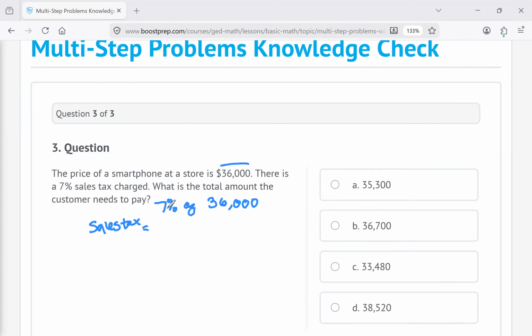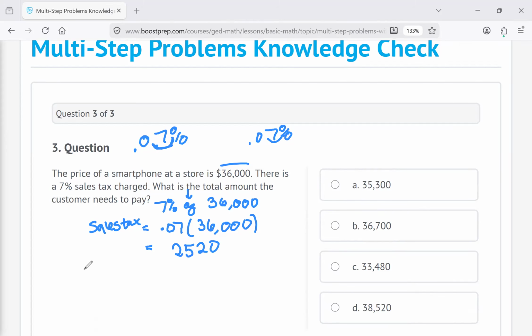So how do I convert 7% to a decimal? All you've got to do is move it two places to the left. So if it was just one, it would be 0.7, but it's twice, so it'd be 7, and then you have to add an extra zero. That's a bit confusing. So that'd be 0.07, and then the word "of" means multiplication. And you're free to use a calculator. 0.07 times 36,000 is 2,520.